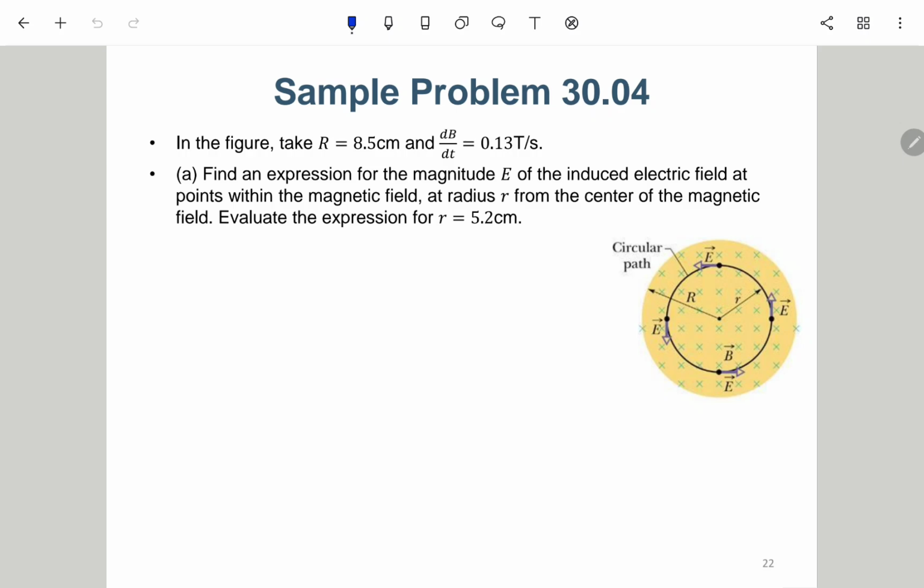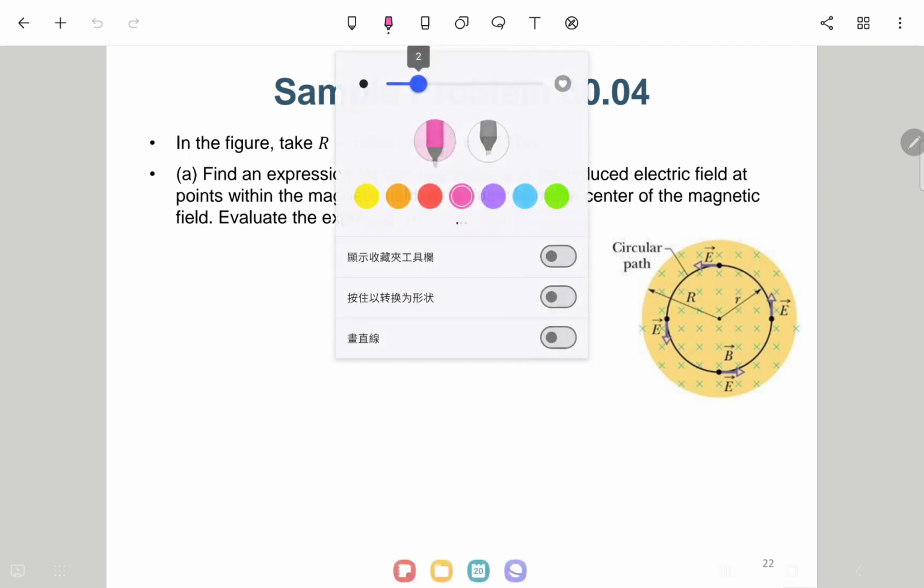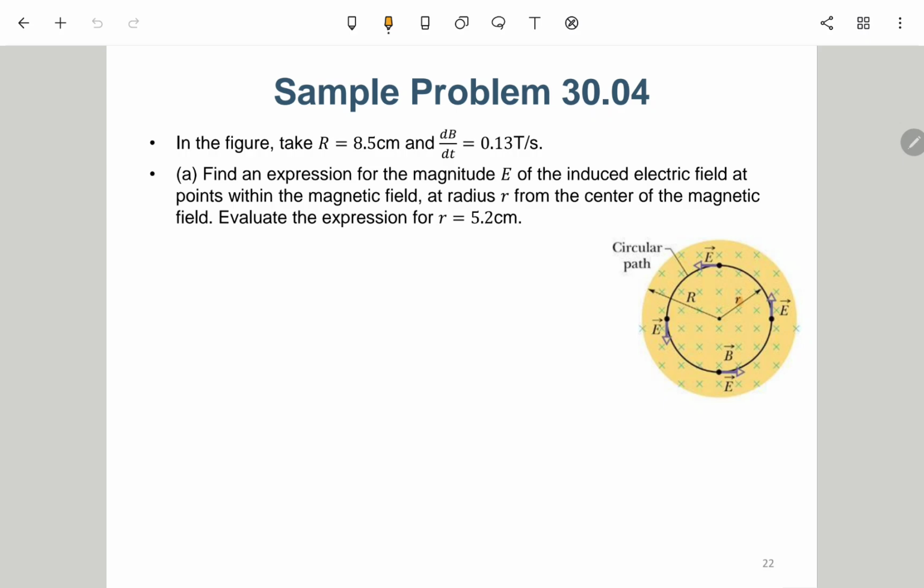So here let's take a look at this sample problem. It says in the figure take R to be this length and dB dt is this value. Find the expression for the magnitude E of the induced E field at a point within the B field, at radius small r from the center of the B field. Evaluate the expression for r equals 5.2. Let's consider r as a variable first and get a general expression, and finally we plug in r to be 5.2 centimeters at the end.